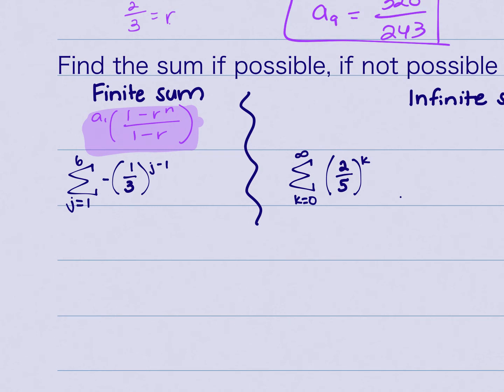So for the example that's there on the left, what's a1? -1. Okay, it's what's not being raised to the power. What's r? 1/3. The thing being raised to the power. What's n? 6, because the bottom is 1. So I'd get -1 times (1 minus 1/3 raised to the 6th power) over (1 minus 1/3).